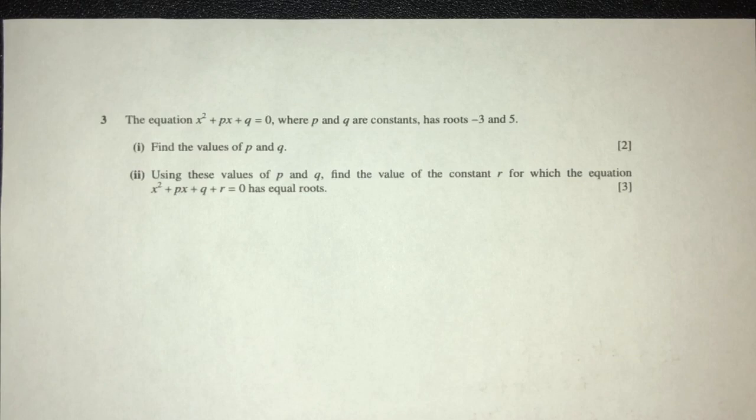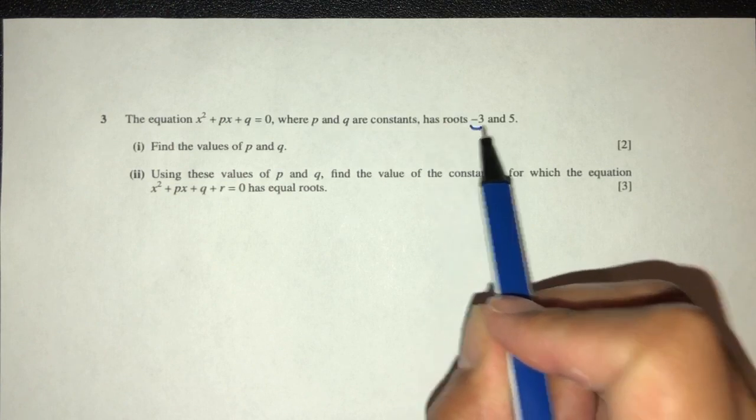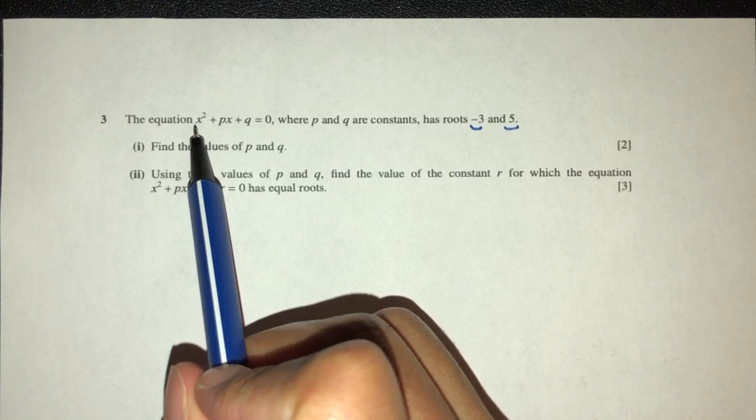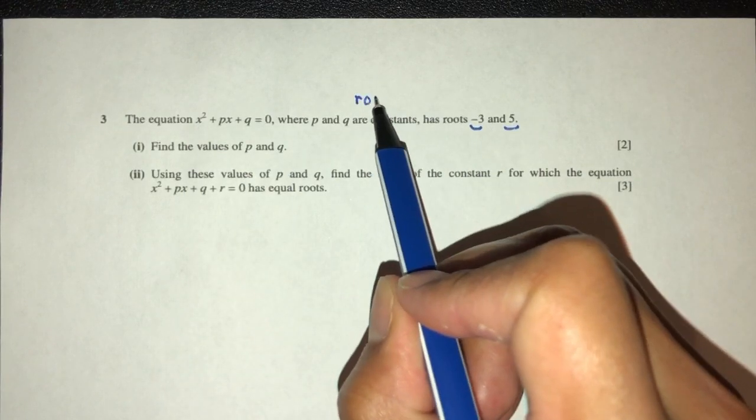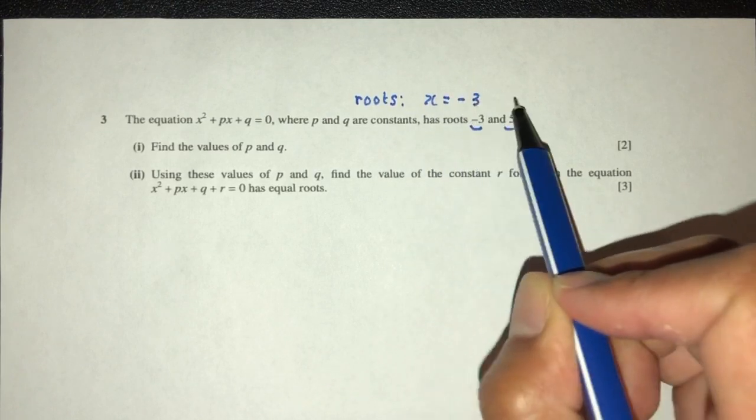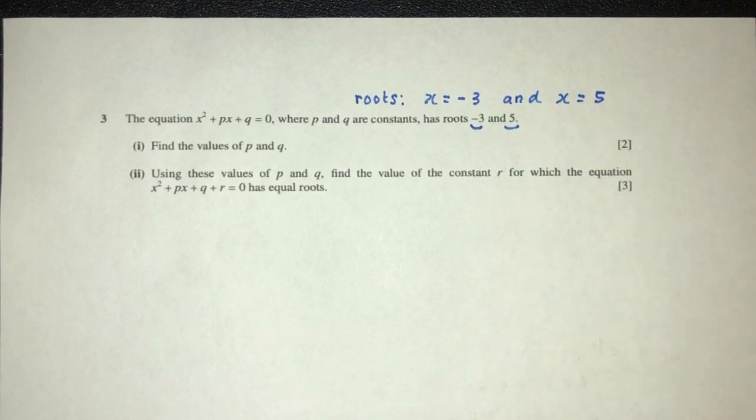So the equation x squared plus px plus q is equal to 0, where p and q are constants, has roots minus 3 and 5. Great. So here we have a quadratic equation, and the roots are given to you as minus 3 and 5. If the roots, which is x is minus 3 and x is 5, so what are the factors?